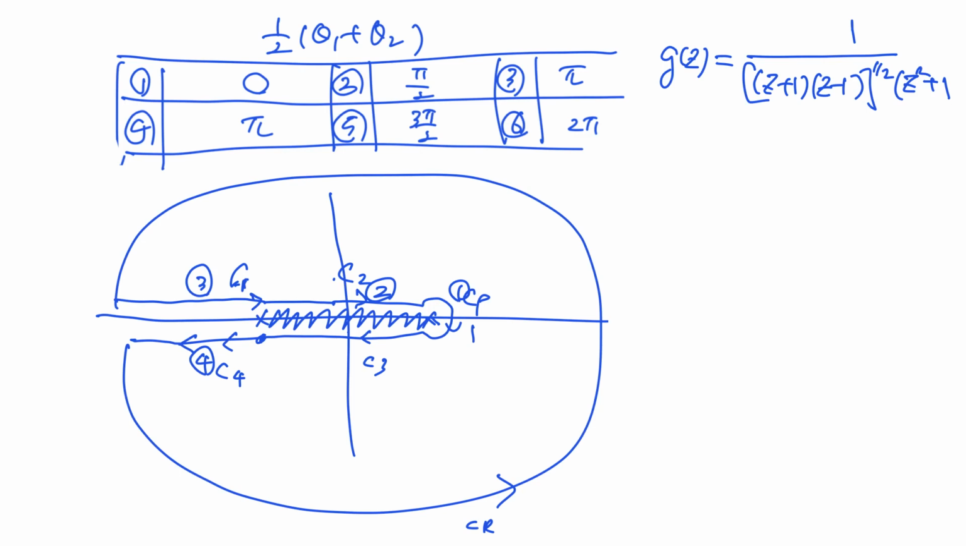Oh, maybe I should use a different color to denote the points. This is our point 1, point 2, point 3, point 4, point 5. C1, C2, C3, C4, and this is 6. And we have 2 poles right here, I and minus I.